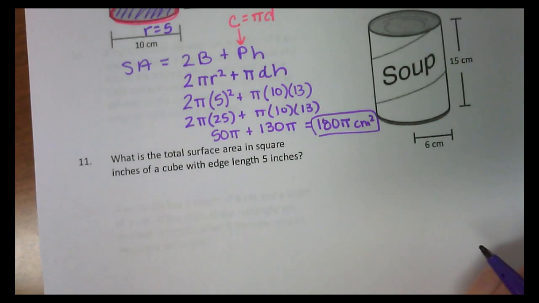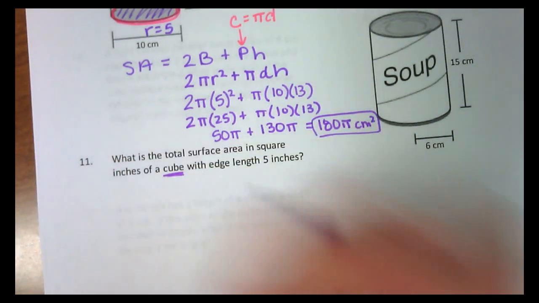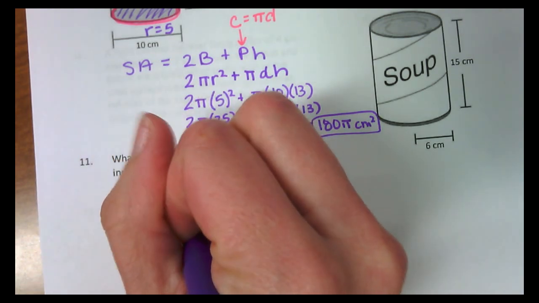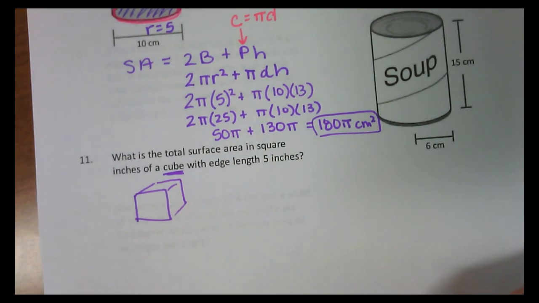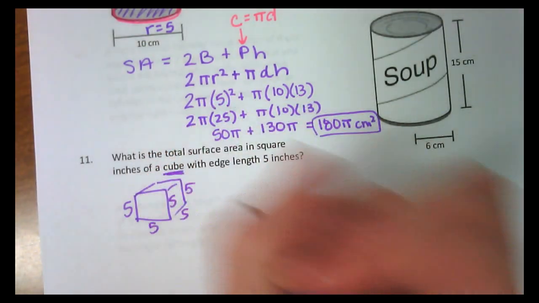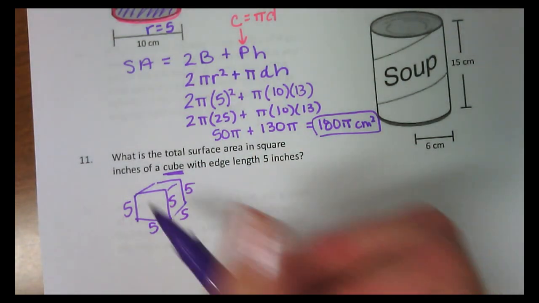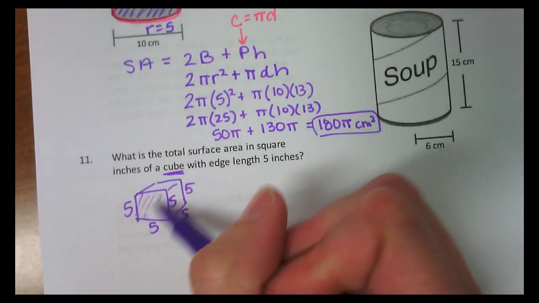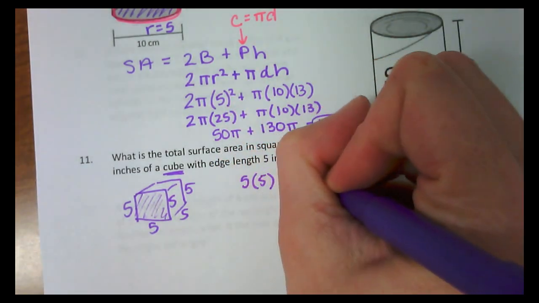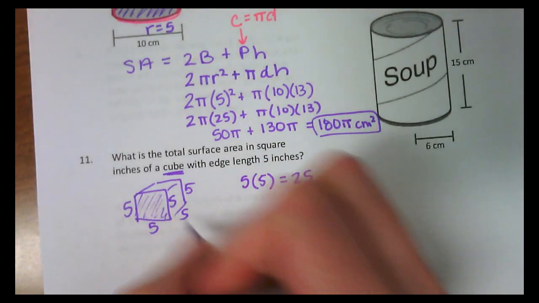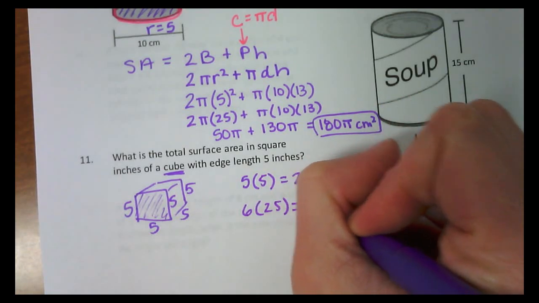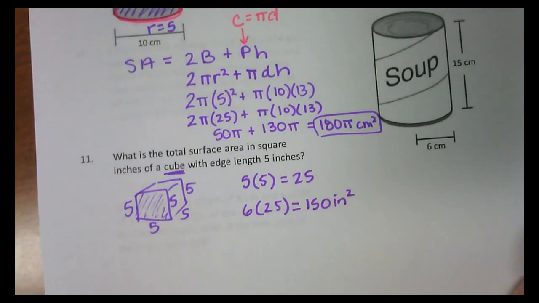Next, what is the total surface area in square inches of a cube with an edge length of 5 inches? You can do this a few ways. I think it makes the most sense to just reason this out. A cube looks exactly the same on every single edge. It's all 5s. So if I want the surface area, this square is 5 by 5. That's 25. There's 6 sides that look exactly the same, so I'm going to just multiply that by 6, and I get 150. That's one way to do it.